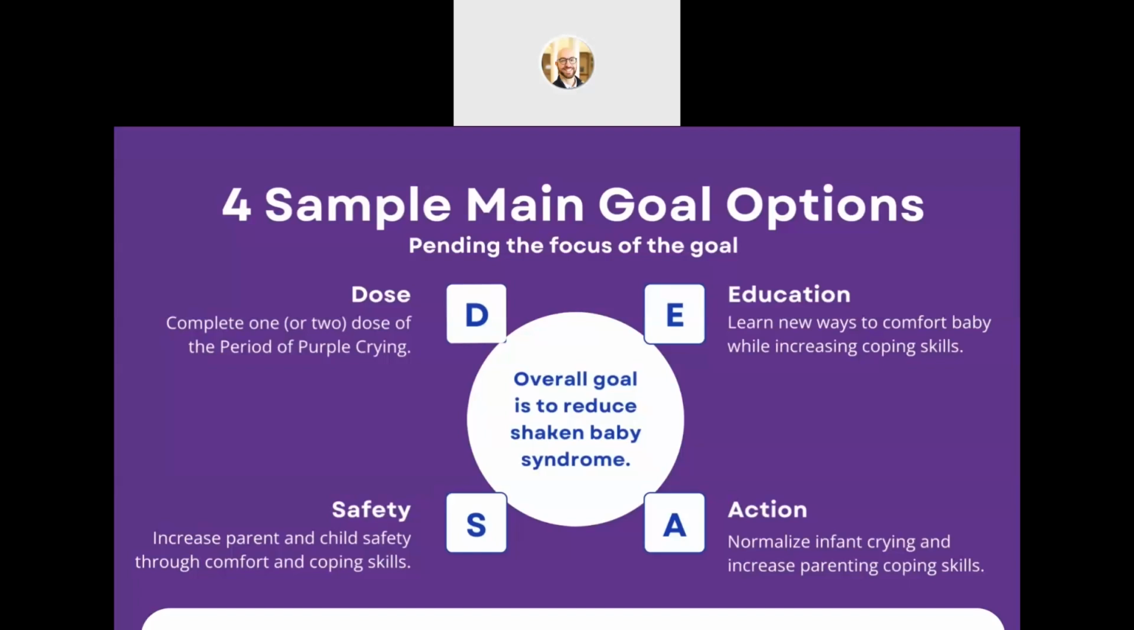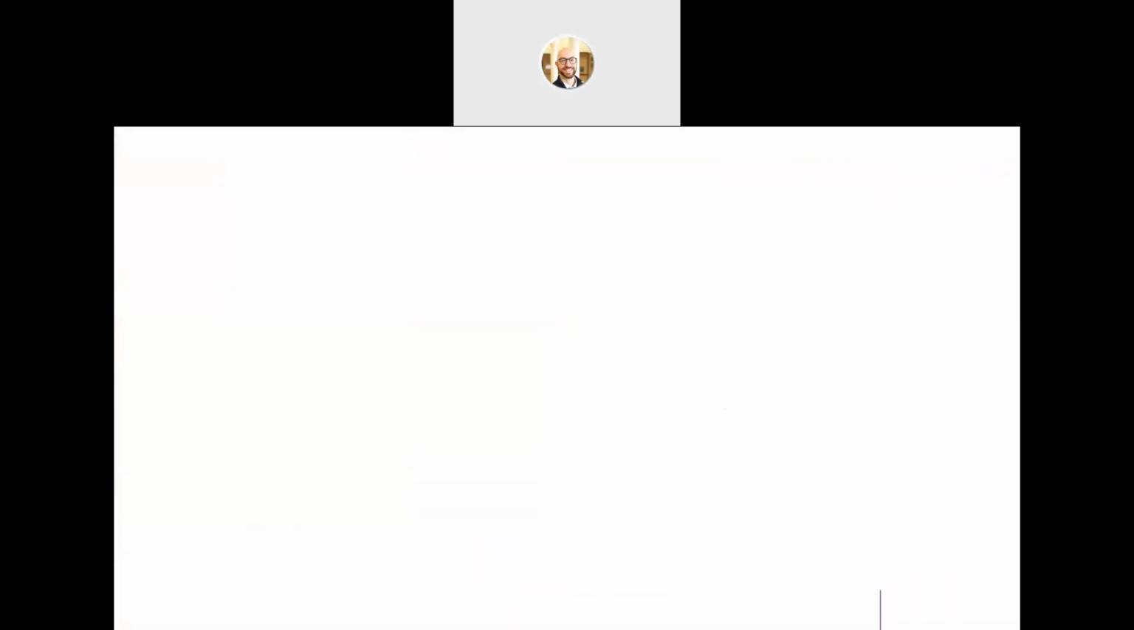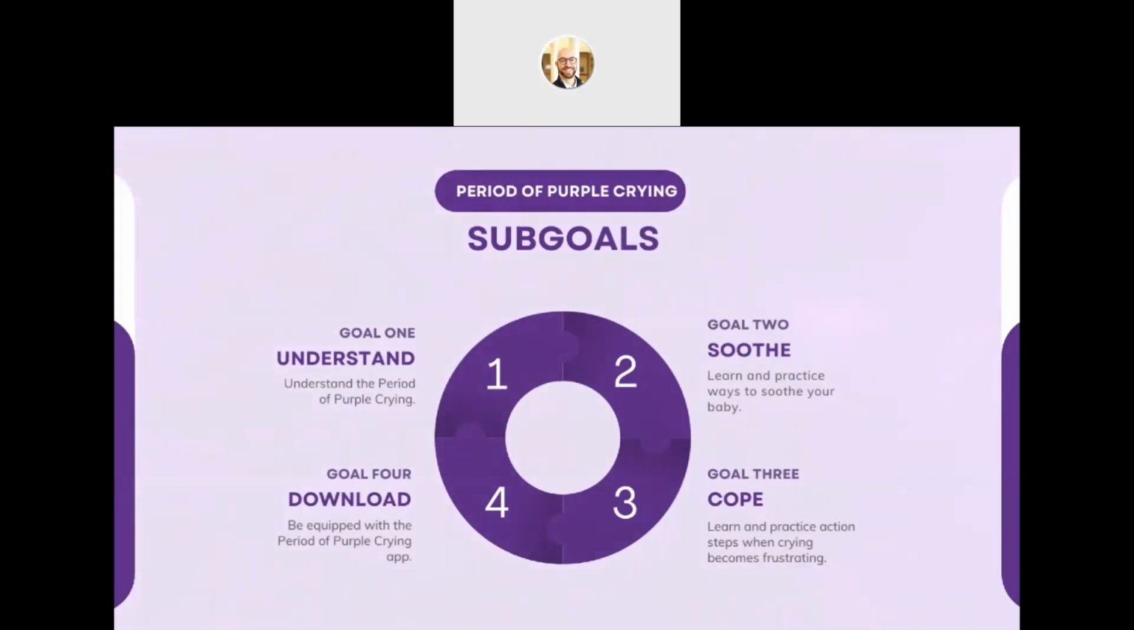Let's move into sub-goals. This is our main overall goal, right? That's what we're looking at here. When we create that goal, of course, the type is going to be not clinical, not daily living skills, but parenting. Those are our 3 categories. For our main goal, we're going to move into our sub-goals. For the Period of PURPLE Crying, if you read through the material, there are really just 4 sub-goals.